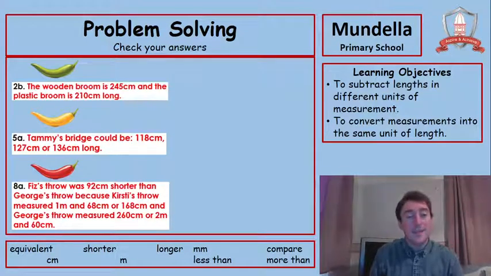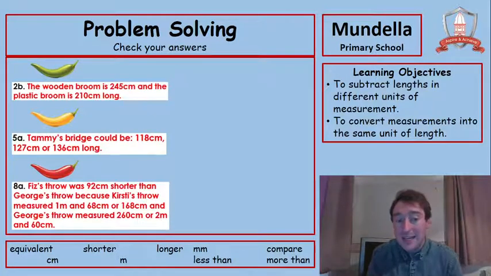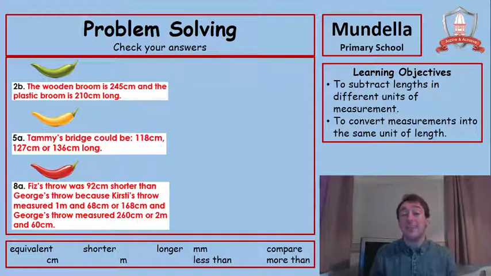Now, with the yellow answer, it says Tammy's Bridge could be. It says or. So if you haven't got the exact answer there, just have a look back at the question, because you might still be right anyway. Just make sure that you read it and you understand what your answer needs to be. Okay? Well done to everyone else for giving it a go.